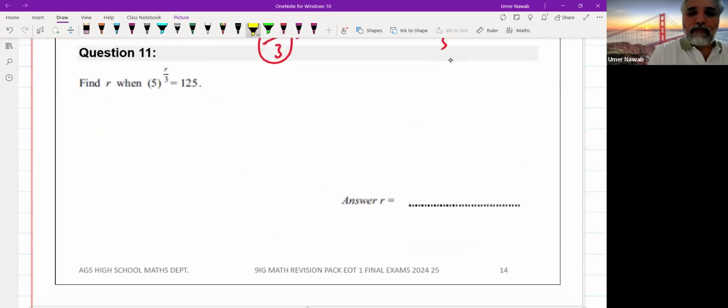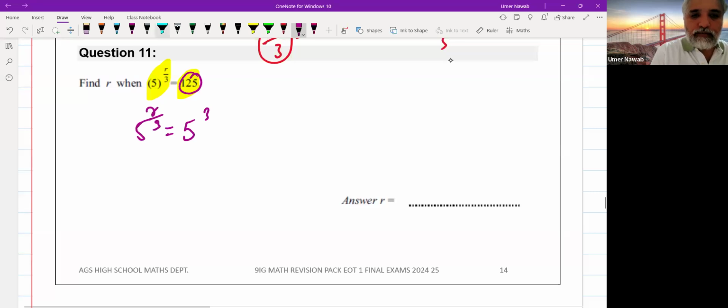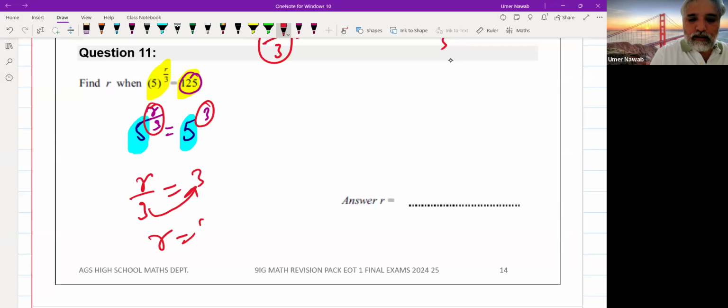So I have here 5 to the r over 3 equals 125. So 125 can be written as 5 power 3, 5 raised to power r over 3. Since the bases are the same, r over 3 is equal to 3. So r over 3 is equal to 3. Send the 3 to the side. 3 times 3, which is 9.